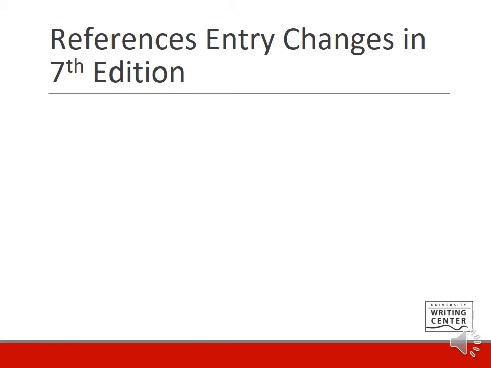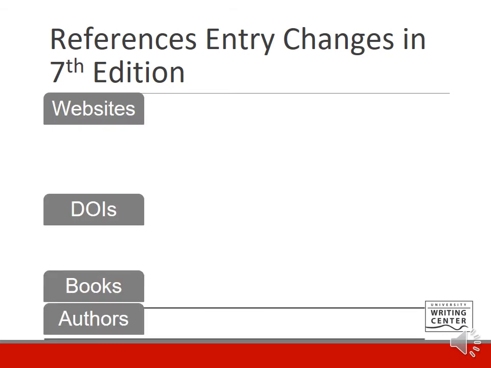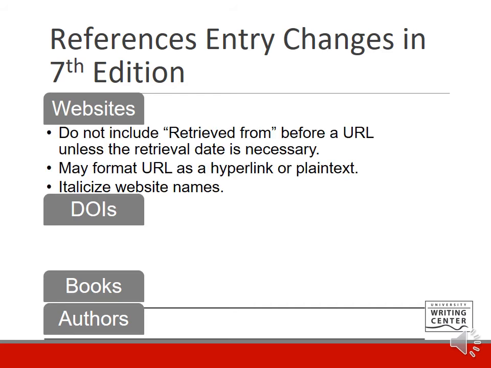The format and expectations for individual reference entries has changed for all types of sources. The manual starts on page 281 explaining the references list. Starting on page 313, there are many reference examples. Here are the primary changes. For web sources, do not include the words retrieved from before a URL unless the retrieval date is necessary.